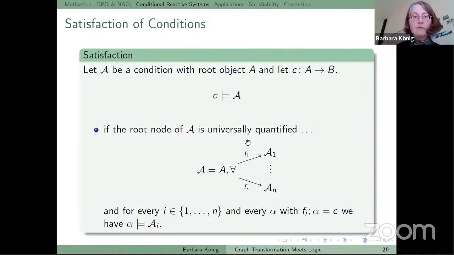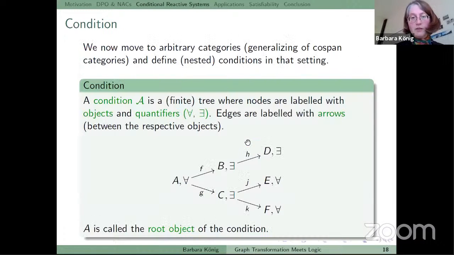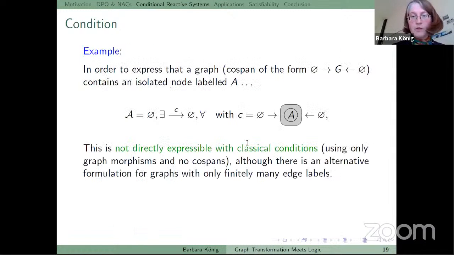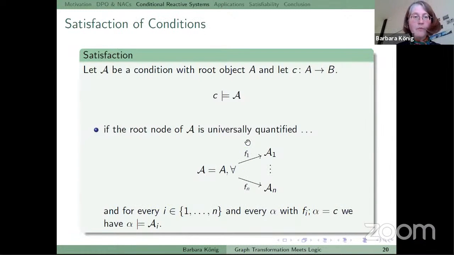Now, the question is, we have a condition, which is this tree here equipped with quantifiers, a tree with objects and arrows. And now we have an arrow from A to B, and we want to know whether this arrow satisfies the condition.